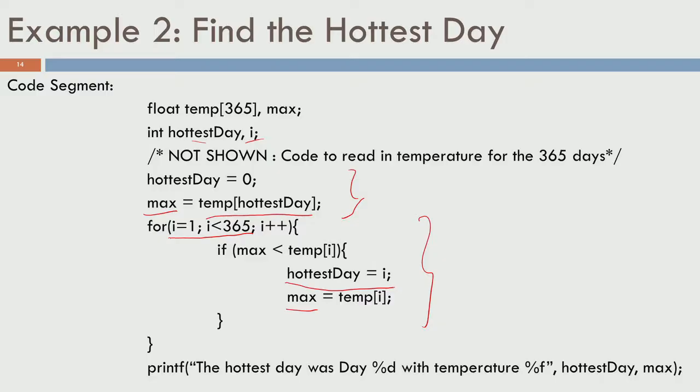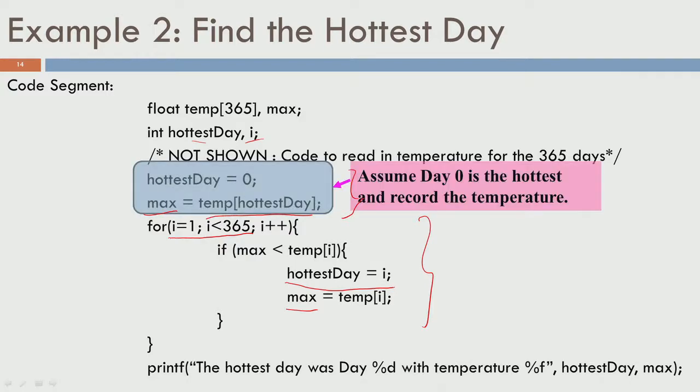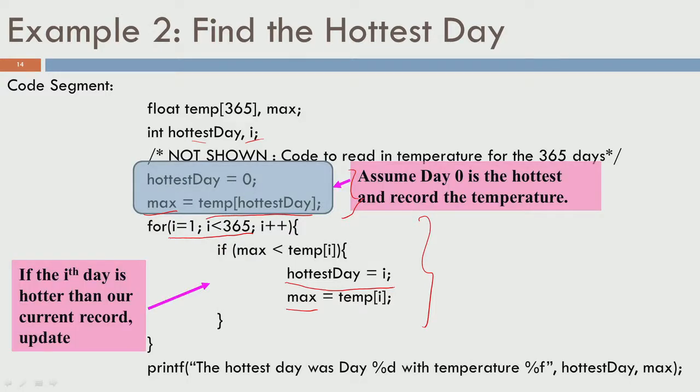So, this is a very simple loop. I did not show code for reading in the temperatures of the 365 days; we only see the code for finding the maximum. This is a very simple and common example of how arrays are used. I want to find the maximum. It could be the marks of 100 students, and I want to find which student got the highest mark. I may have to just iterate over this and find the largest value. So, we start with day 0 being the hottest, and if the ith day is hotter than the current record, update it.